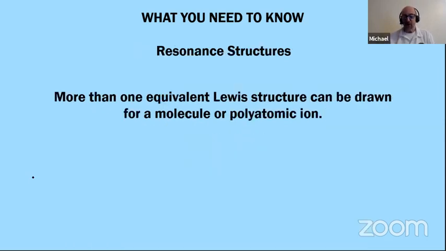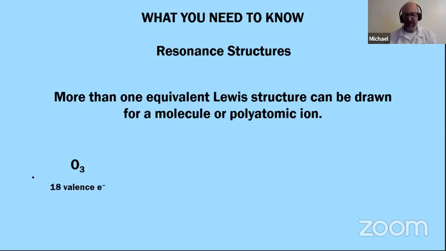But in terms of, is there more than one possible Lewis electron dot structure? The answer is yes, sometimes there is. This has to do with a topic called resonance structures. So if there is more than one equivalent Lewis structure, let's talk about that. This is called ozone, O3, which is going to be 3 times 6 for oxygen. So we have 18 valence electrons.